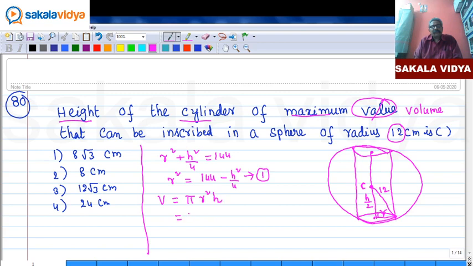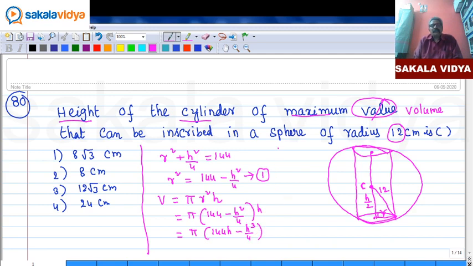Now write down the volume of the cylinder: V is equal to pi r square h. That means pi into r square, which is 144 minus h square by 4, into h. Now this is pi multiplied by 144h minus h cube by 4.